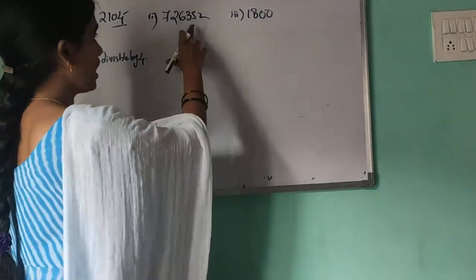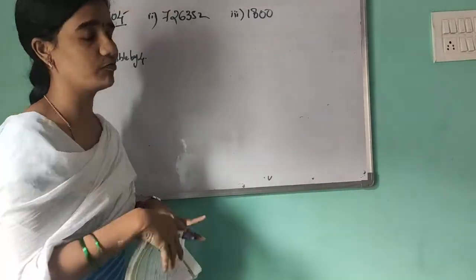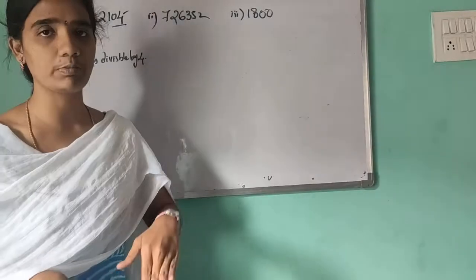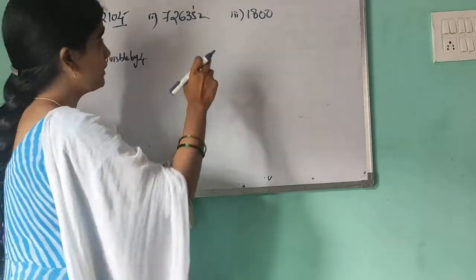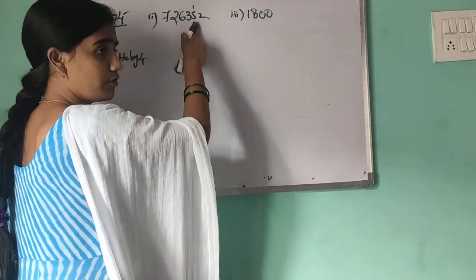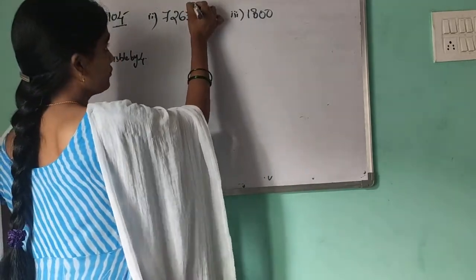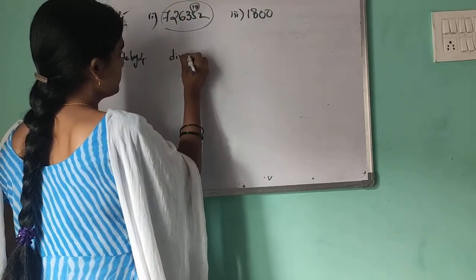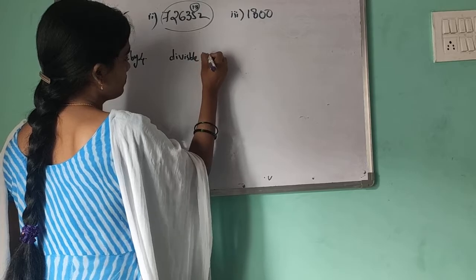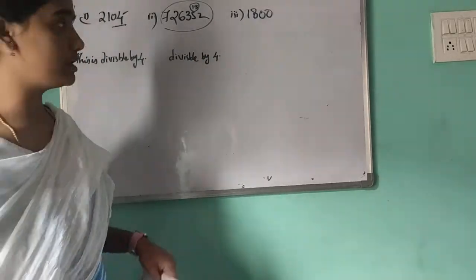Coming to the second one: if the last 2 digits are divisible by 4, then the whole number is divisible by 4. First check the last 2 digits. 1 fours are 4, remaining is 1. How many times? 13 times. So the whole number is also divisible by 4.